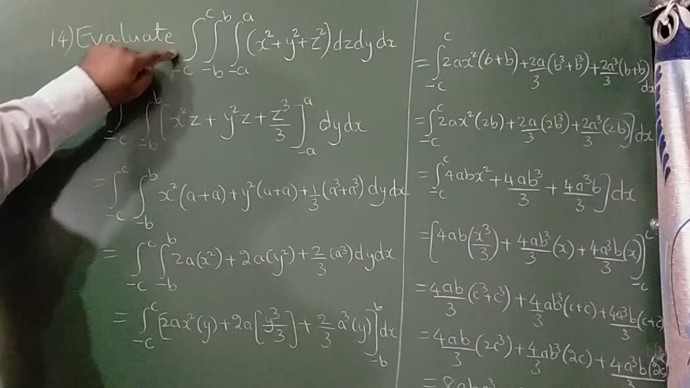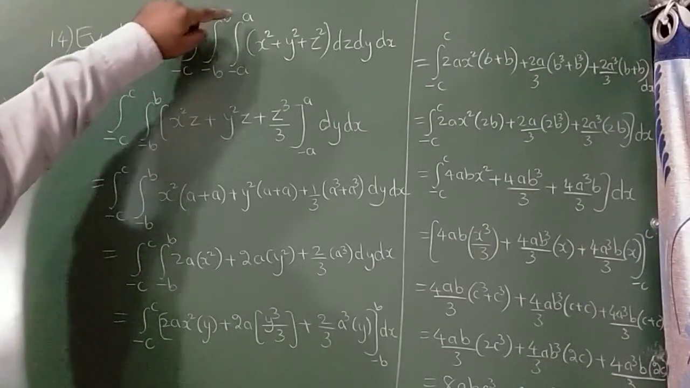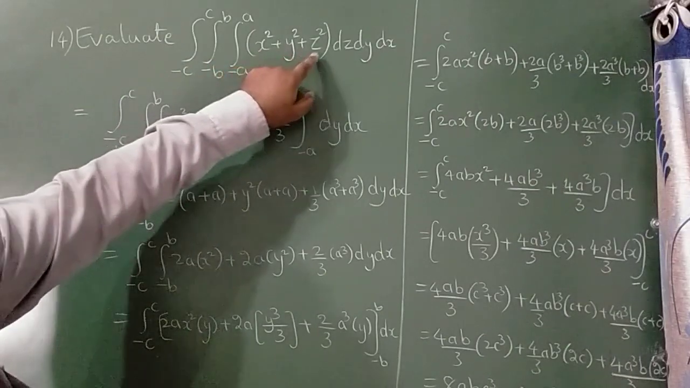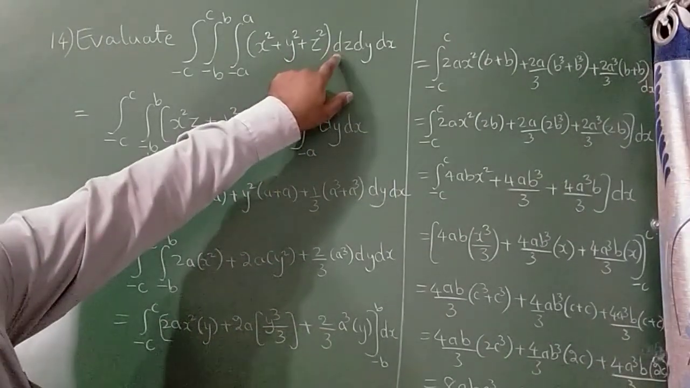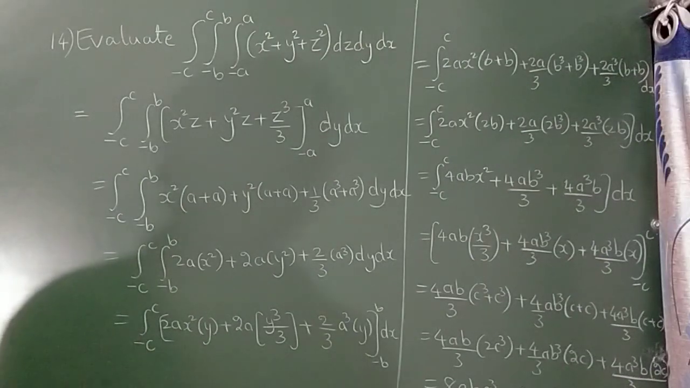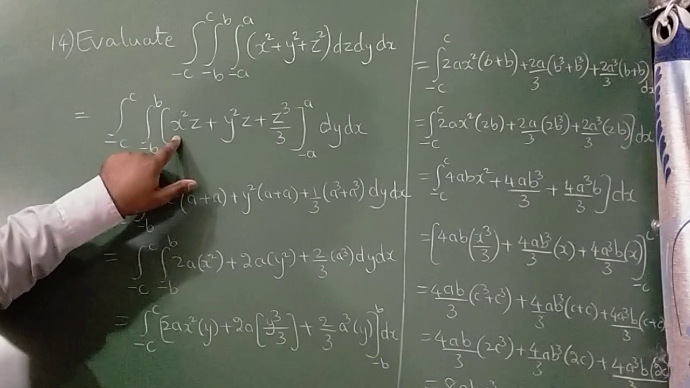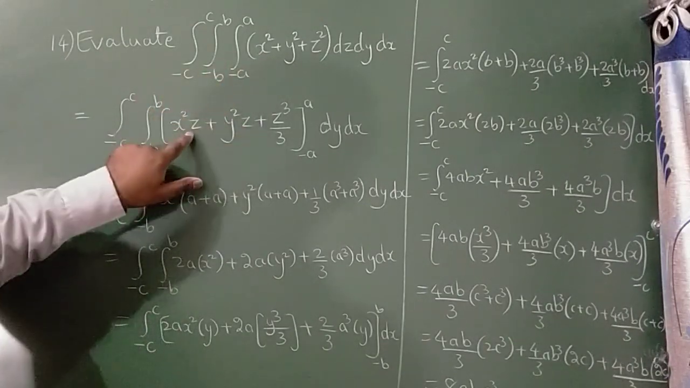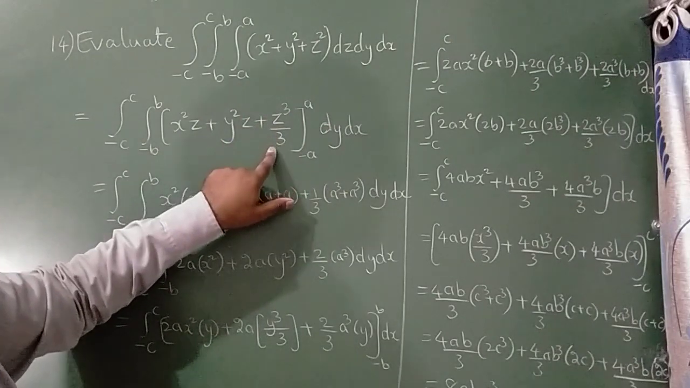Evaluate the integral from minus c to c, minus b to b, minus a to a of x square plus y square plus z square, dz dy dx. Now what is first? That is dz, so I need to integrate with respect to z. Here x square is a constant. So integration of 1 will become z, and integration of z square is z cube divided by 3.